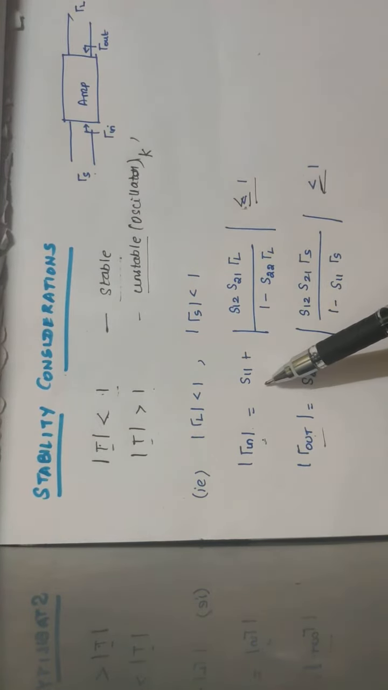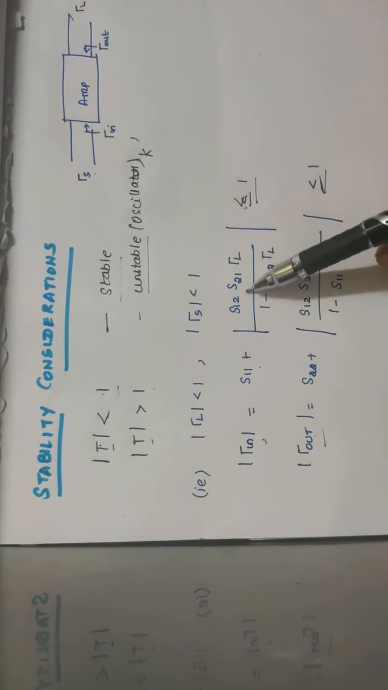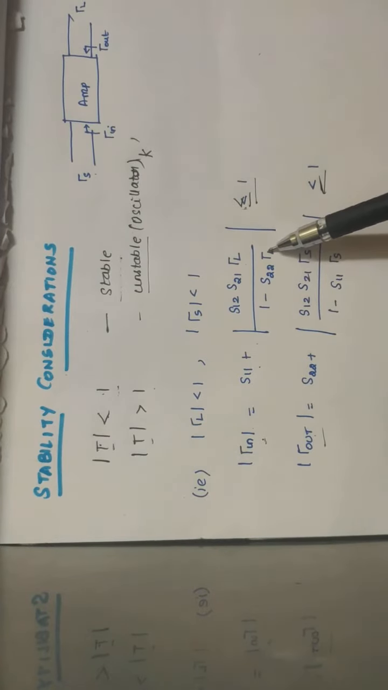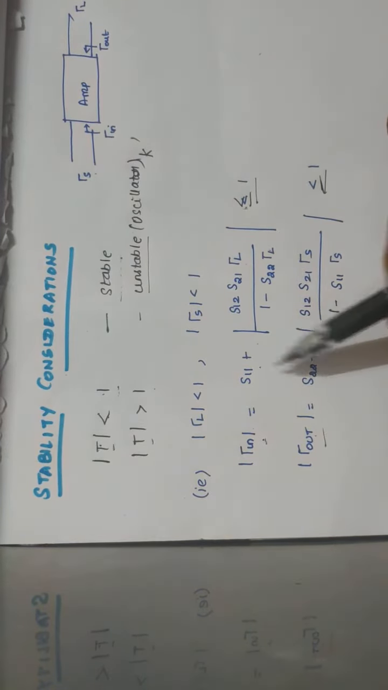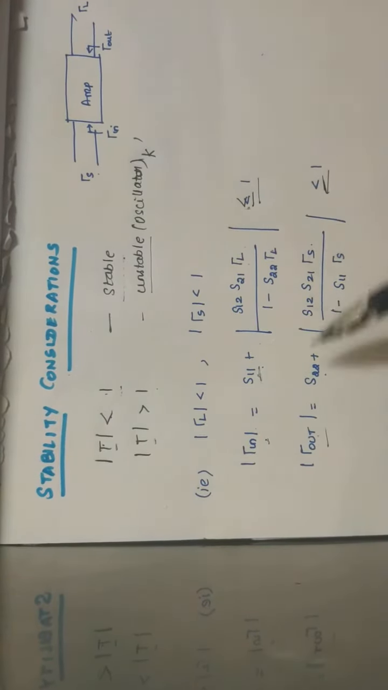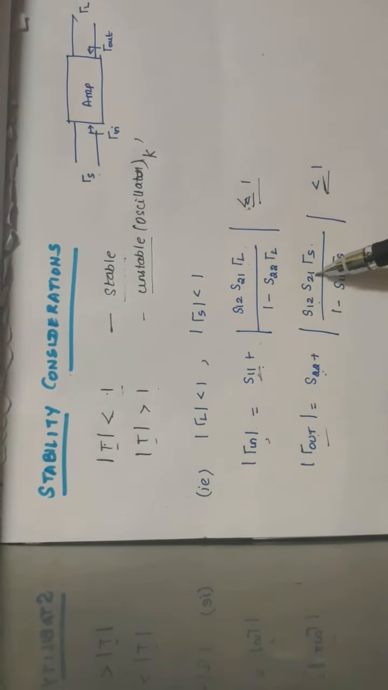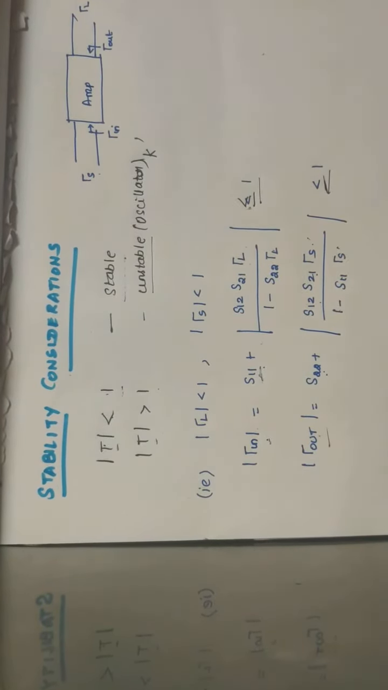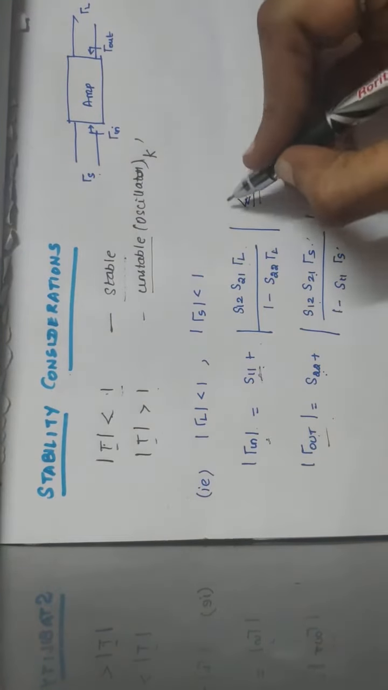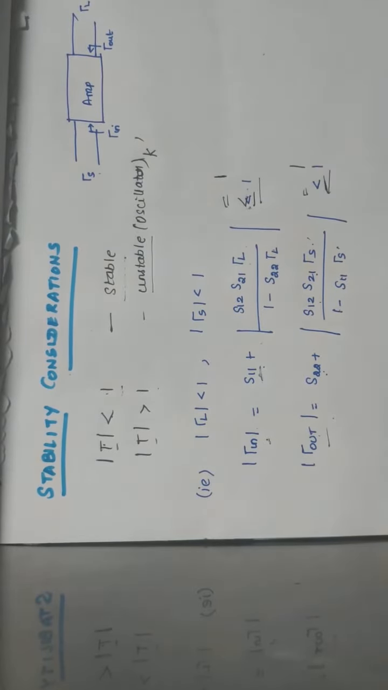The formula of tau in, as studied in the transducer gain derivation, is given by S11 plus S12 S21 tau L divided by 1 minus S22 tau L. The output reflection coefficient is similar: change S11 to S22 and tau L to tau S. So it becomes S22 plus S12 S21 tau S divided by 1 minus S11 tau S. If these two coefficients are less than, or at least equal to, 1, we can conclude that our amplifier will operate in the stable region.